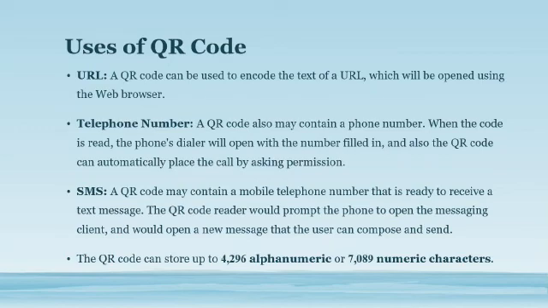A QR code may also contain a phone number. When the code is read, the phone's dialer will open automatically with the mobile number filled in. The QR code can also automatically place the call by asking permission from the user. Finally, SMS. A QR code may contain a mobile telephone number that is ready to receive a text message. The QR code reader would prompt the phone to open the messaging client and open a new message that the user can compose and send.